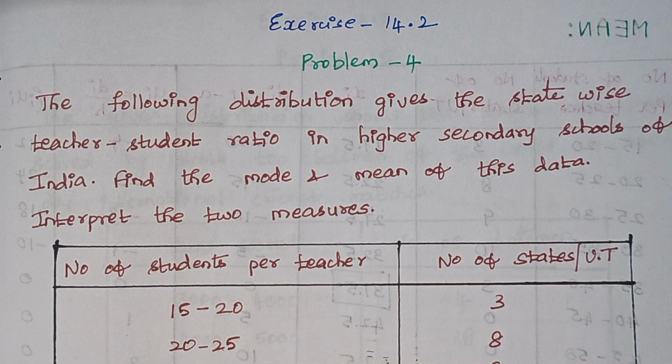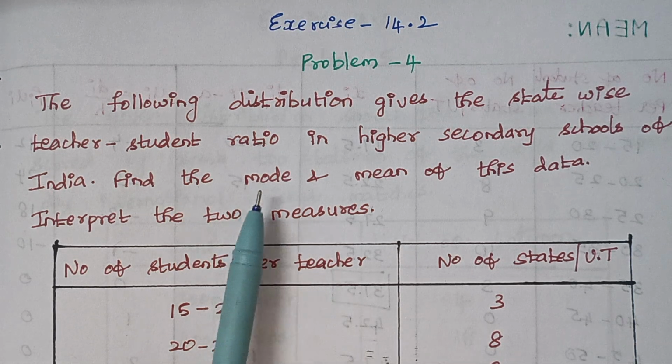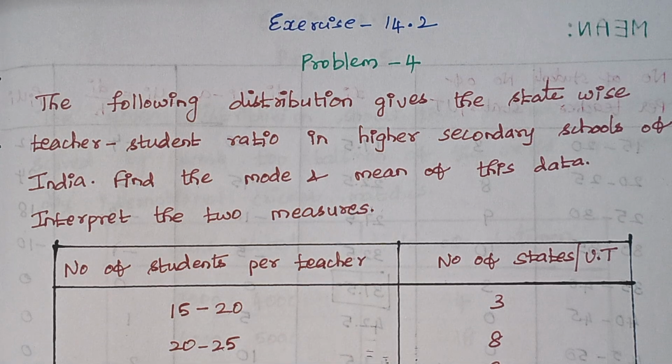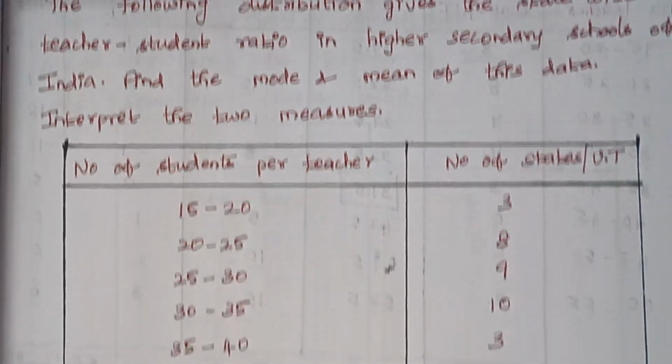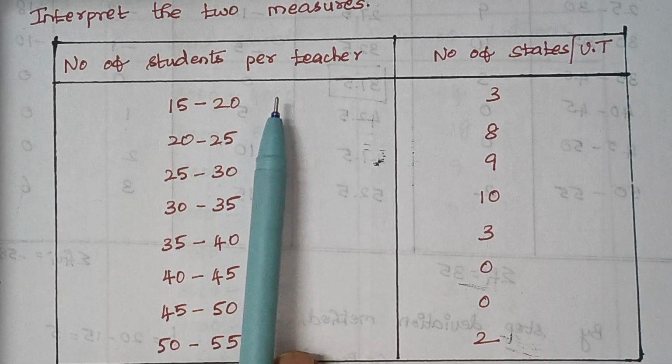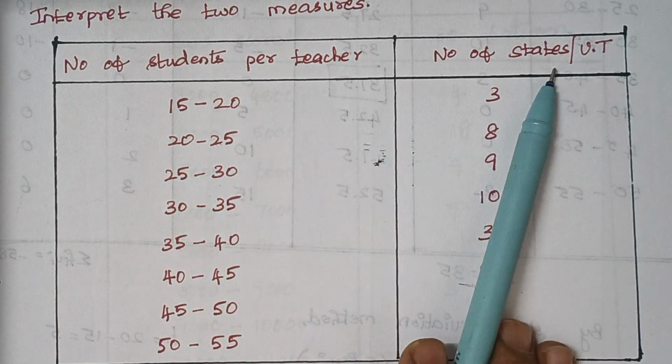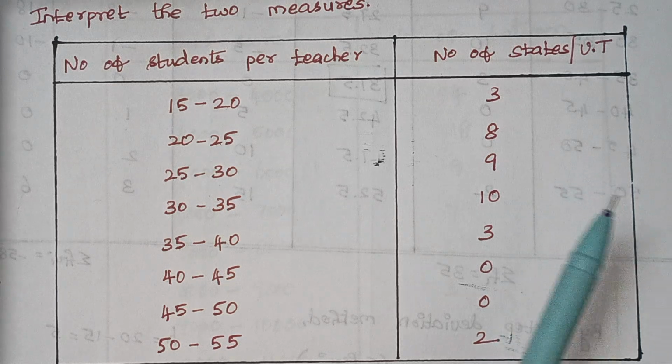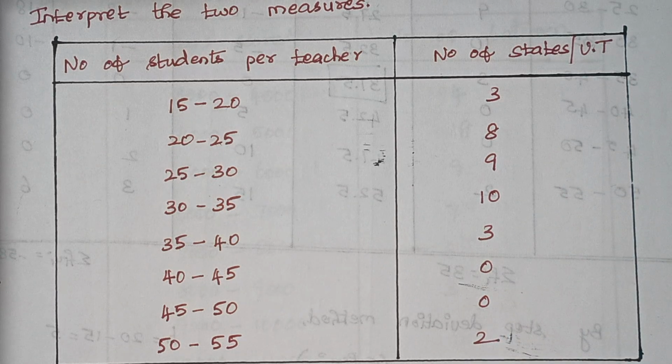So here a tabulation is given. Again here we are asked to find both the mode and mean. So this is our given tabulation. Here we have number of students per teacher and number of states or union territories. As a first thing we start with finding the mode.